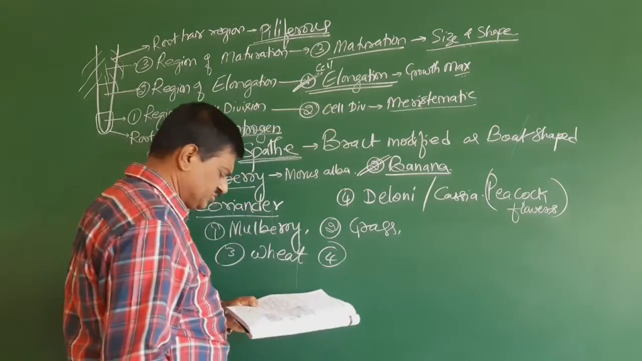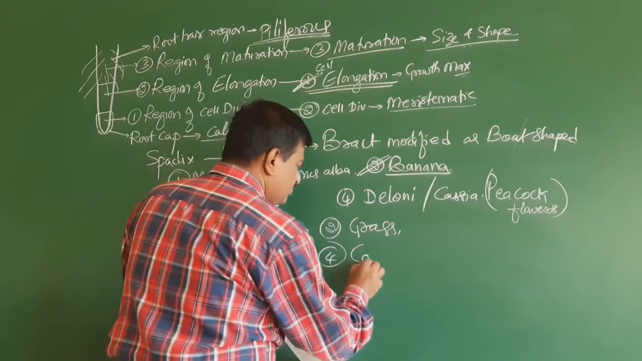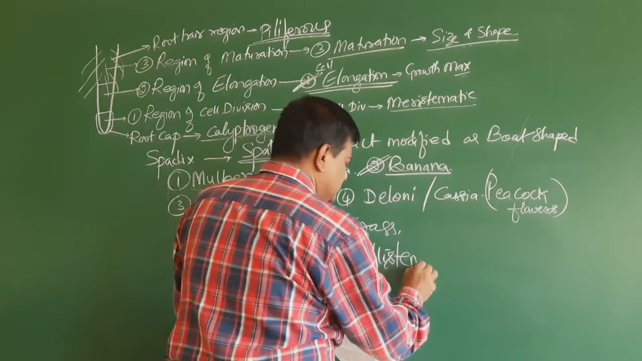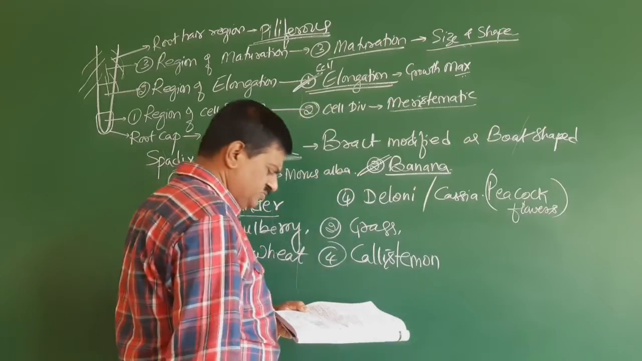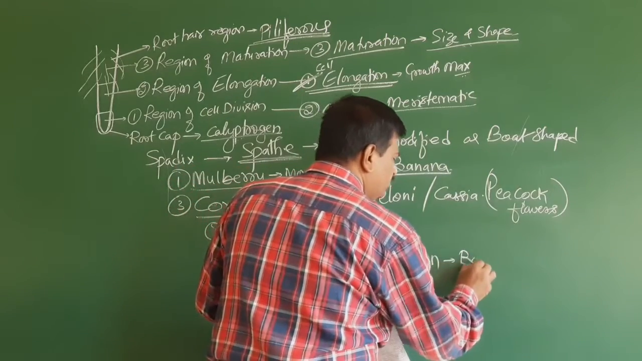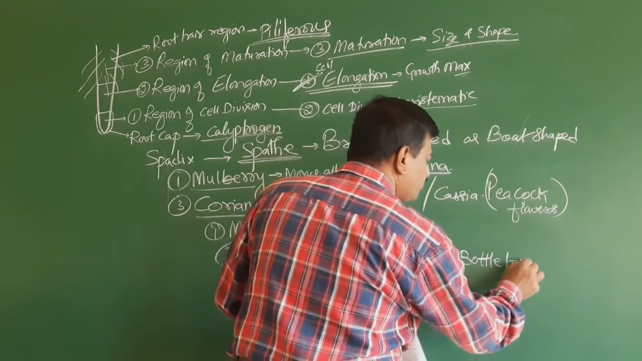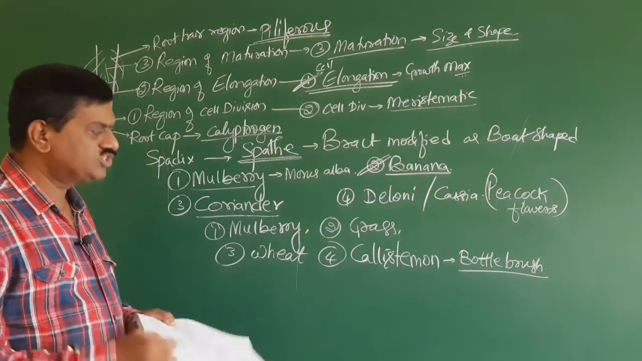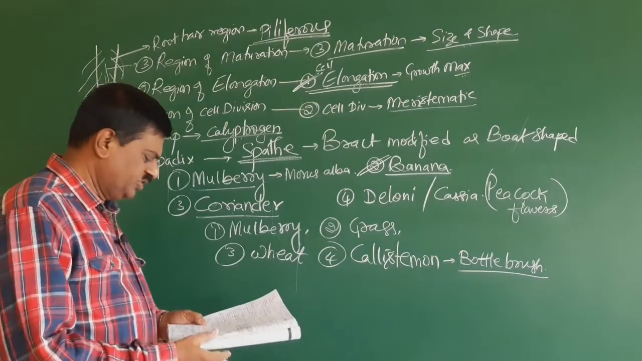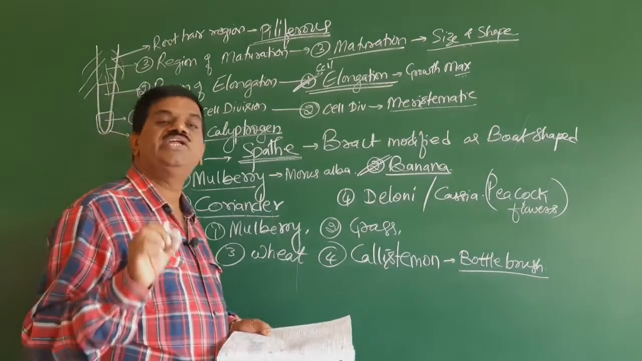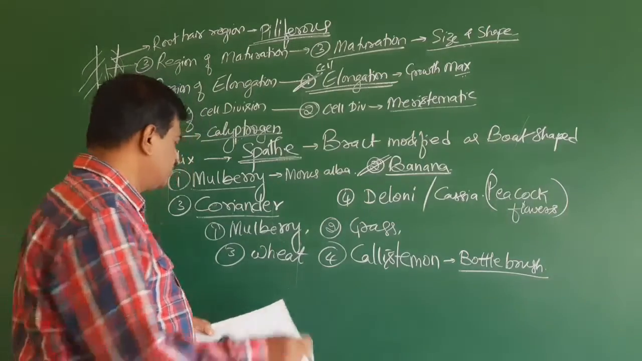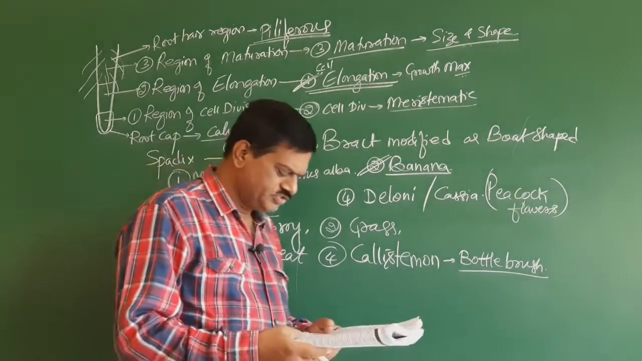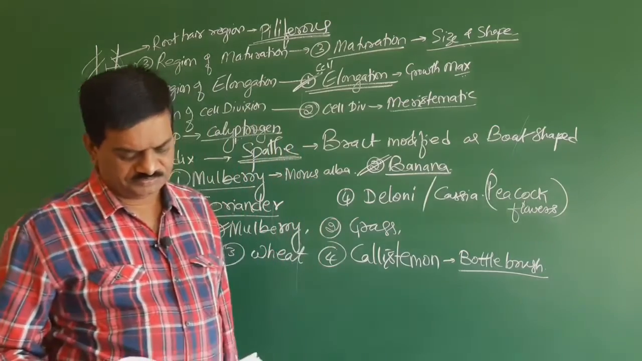And fourth option is called as Callistemon, but this is nothing but bottle brush. So here the inflorescence will look like a brush, hence it is called as bottle brush. Here spike or catkin inflorescence with the unisexual flowers can be noticed in the mulberry. So this is the right answer. So we go for the next question.